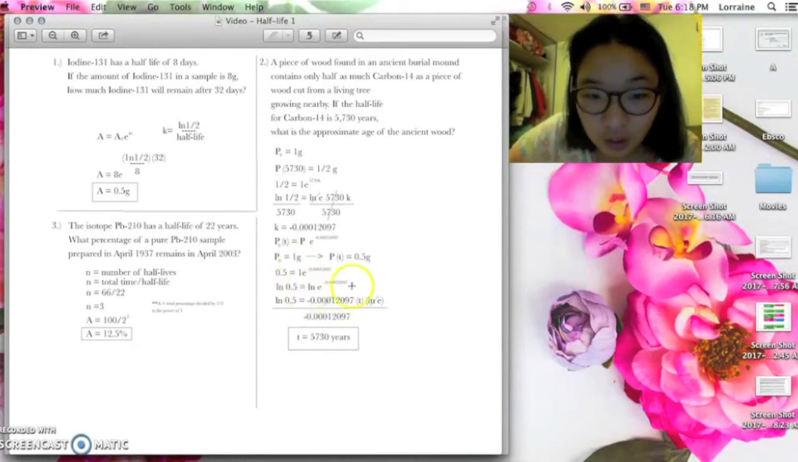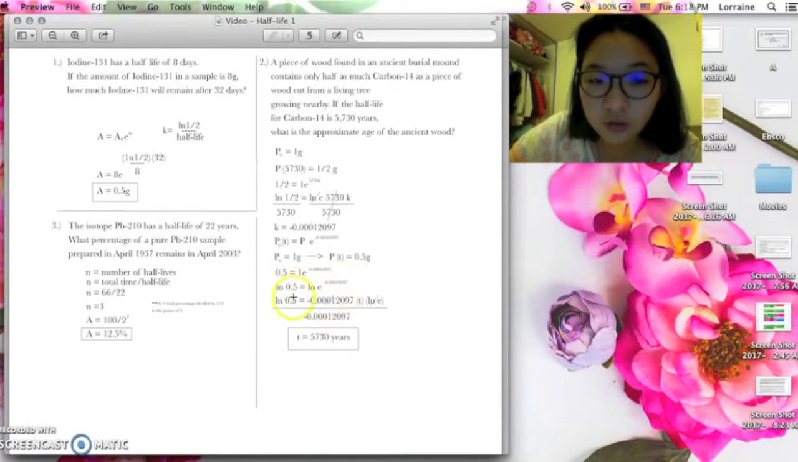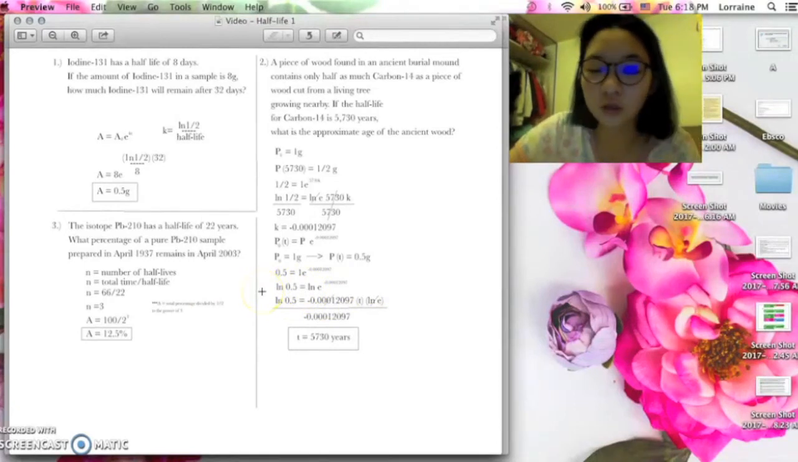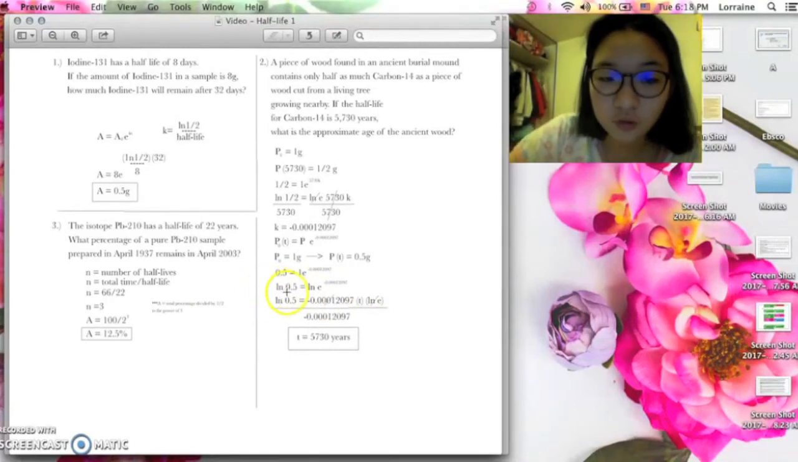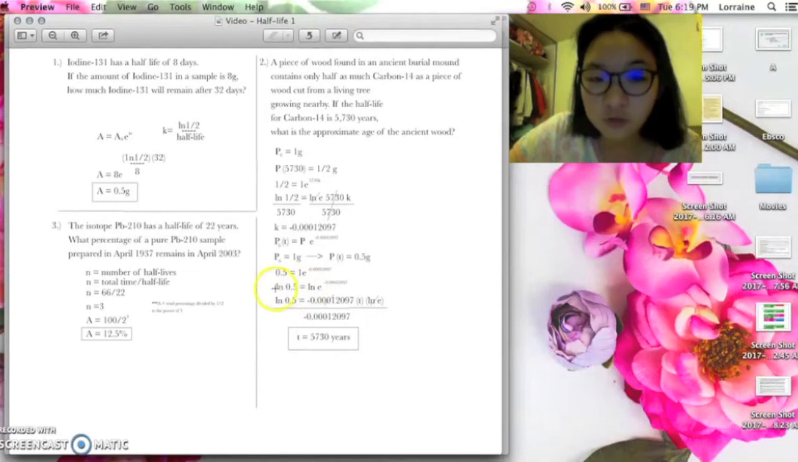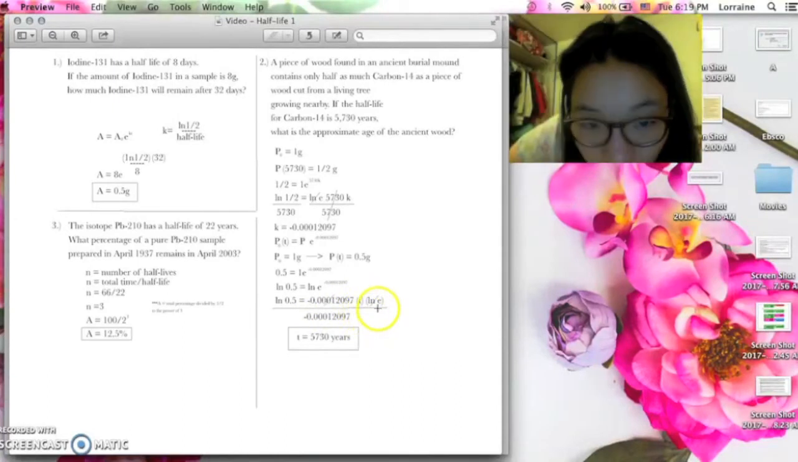So ln of e, negative exponent, negative 0.0001297. Then on the other side, we also use the natural logarithm rule, so there's ln of 0.5. After that, we solve already. ln of 0.5 equals negative 0.0001297 t times ln of e.